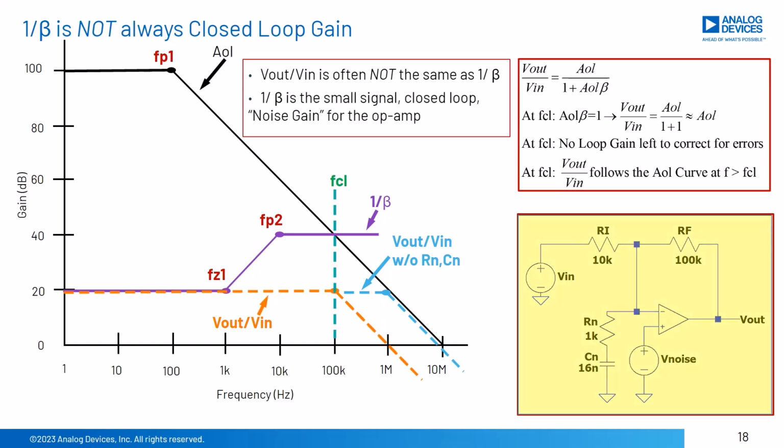Shown here is an inverting op-amp with an RC network across the op-amp inputs. The 1 over beta is as shown in our plot. Note how this RC network creates a 1 over beta that reduces loop gain and lowers FCL, compared to if just Ri were on the input and the Vout over Vin would be flat at 20 dB, out until 1 MHz. When loop gain goes to 1 or 0 dB at FCL, then Vout over Vin is forced to follow AOL down at higher frequencies.